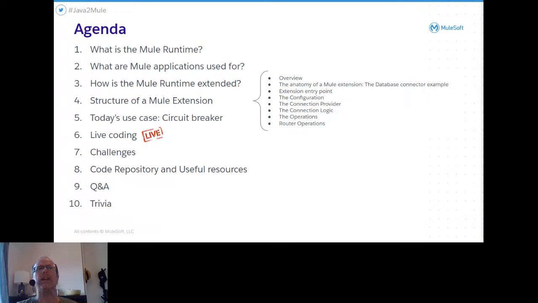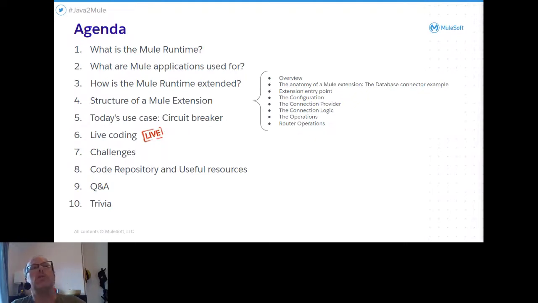Then we're going to be looking at the structure of a Mule extension. We're going to look at the entire structure. So we have a boundary, a context of the extent to which we can actually extend the Mule runtime. So we've got an overview. We're going to be looking at the anatomy of a Mule extension, so we understand, first of all, what a Mule extension looks like, which is something we're already familiar with. We're going to look at the entry point to a Mule extension and look at the configuration, the connector provider, the connection logic, the operations, and the router operations as well.